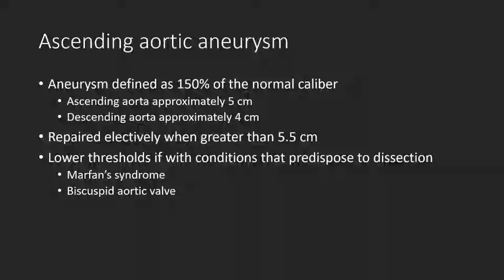As noted in a recent white paper, the ascending and descending thoracic aortas are said to be aneurysmal when measuring greater than 5 and 4 centimeters respectively. They are often repaired electively when measuring greater than 5.5 centimeters unless the patient has risk factors such as Marfan's or a bicuspid aortic valve, conditions that predispose these individuals to dissection.